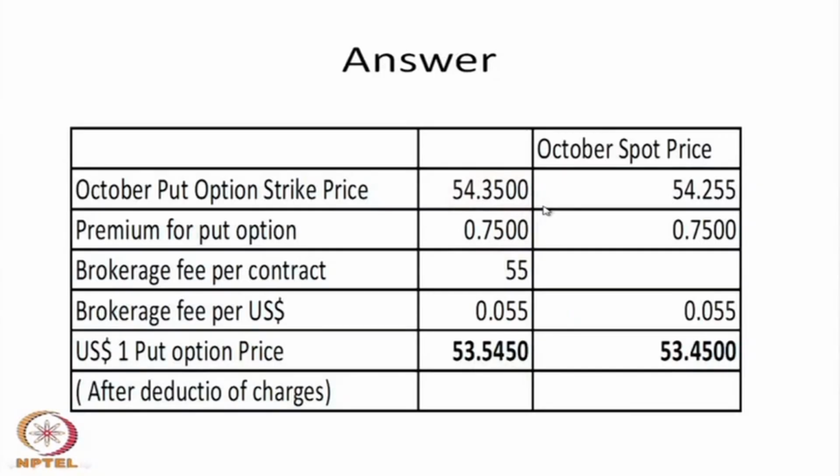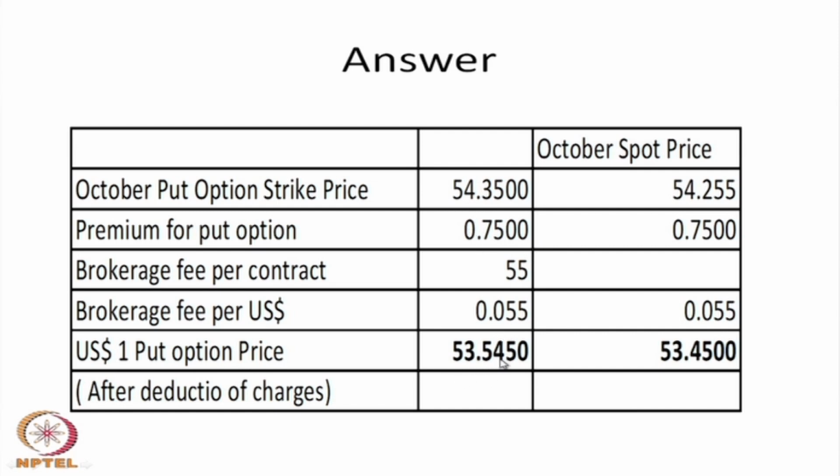You can see that the October spot price is 54.25, the premium for the put option is 75 paisa, and the brokerage fee per put option is 55. So, if you add this, the brokerage fee per dollar will be, because it is 55 rupees per contract and one contract is $1000, divided by 1000 you will get 0.055. Together, if you add the put option per dollar price, you are paying this, so you have to minus from the strike price.